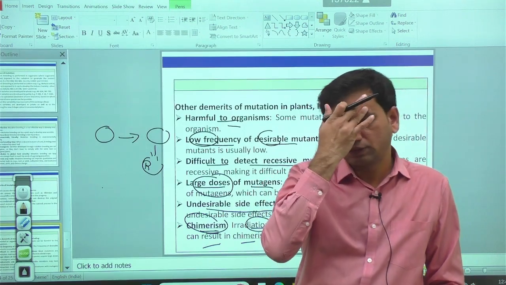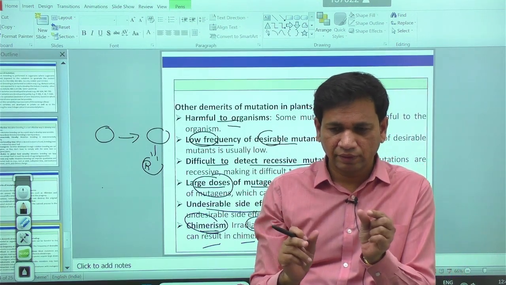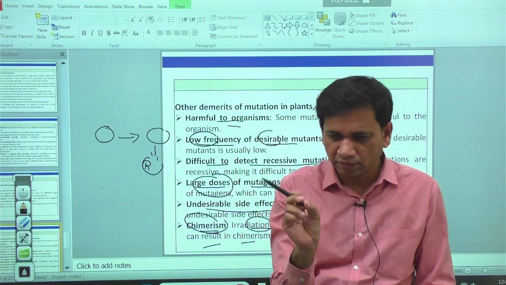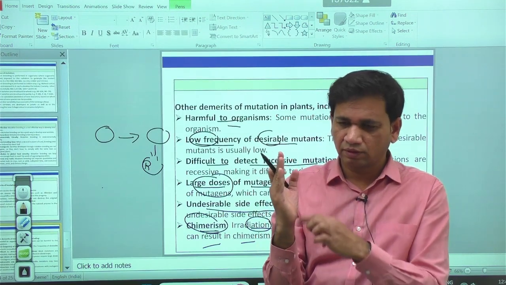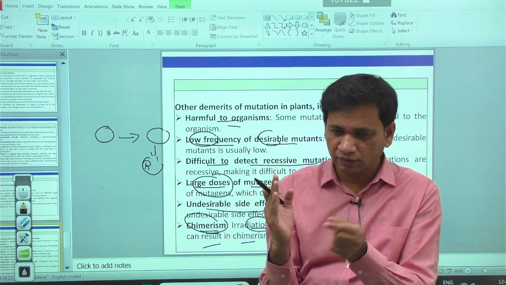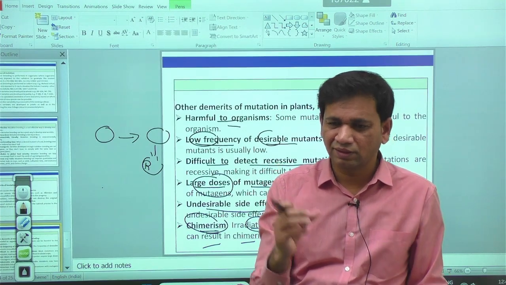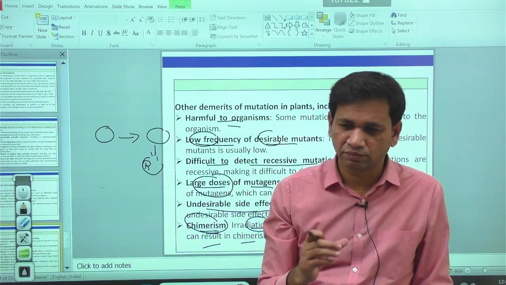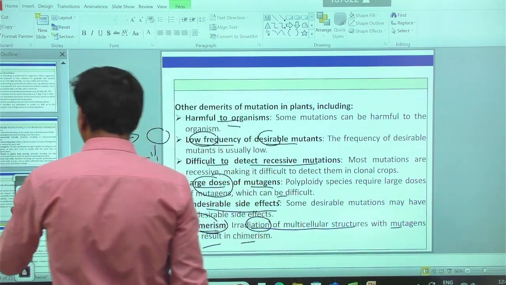Chimerism, the best example: have you seen maize? There is creamy-colored maize, and sometimes red-colored maize. Once I saw in one part, all the normal ones were creamy yellow, and in between there were some in red and pink color. There is chimerism possible. See, so these are the few things we have in the demerits of mutation.